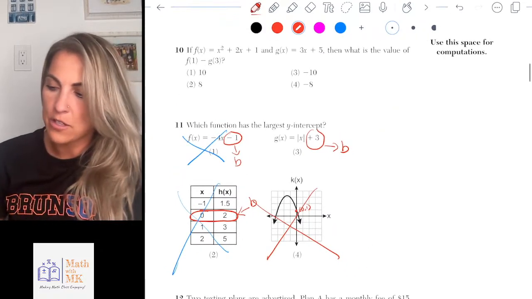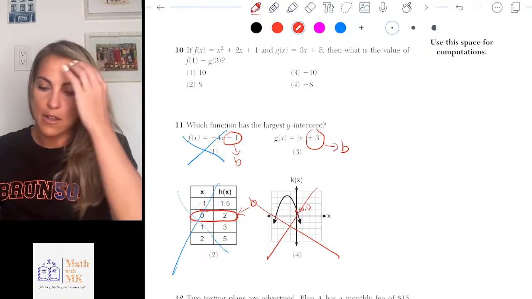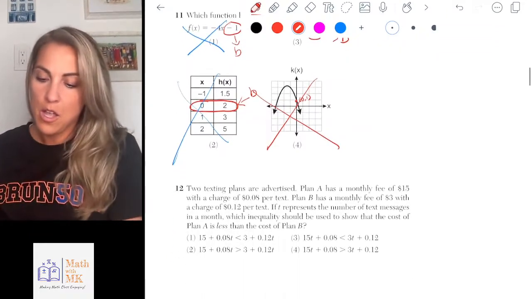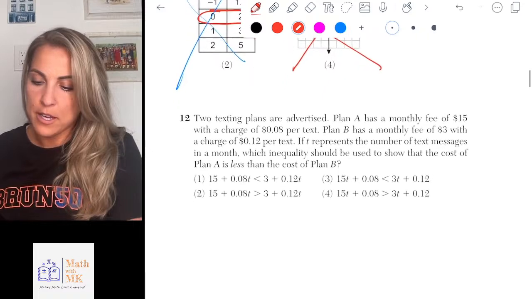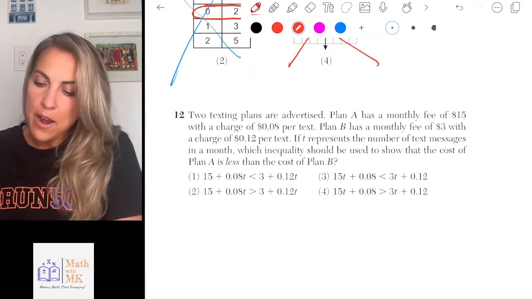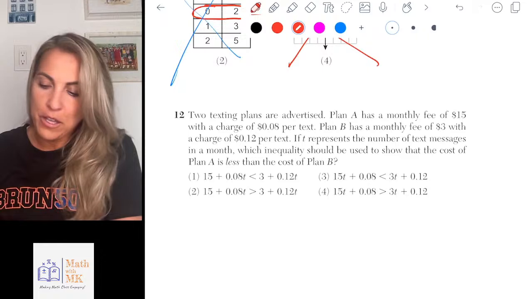3 was the highest answer choice that we had. So for 11, the answer is 3. All right, last one we're going to go over for today. 2 texting plans are advertised. Plan A has a monthly fee of $15.